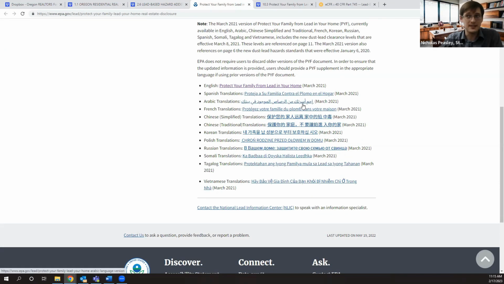There are 12 languages it's available in: Spanish, Arabic, French, Chinese, traditional Chinese, so like Cantonese and Mandarin, Korean, Polish, Russian, Somali, Tagalog, and Vietnamese. So it's available in many languages. And if you've got a client that is using a translator to understand the concept of the rest of the contract, you should provide this document to them in the language that they have, that they're translating it into.